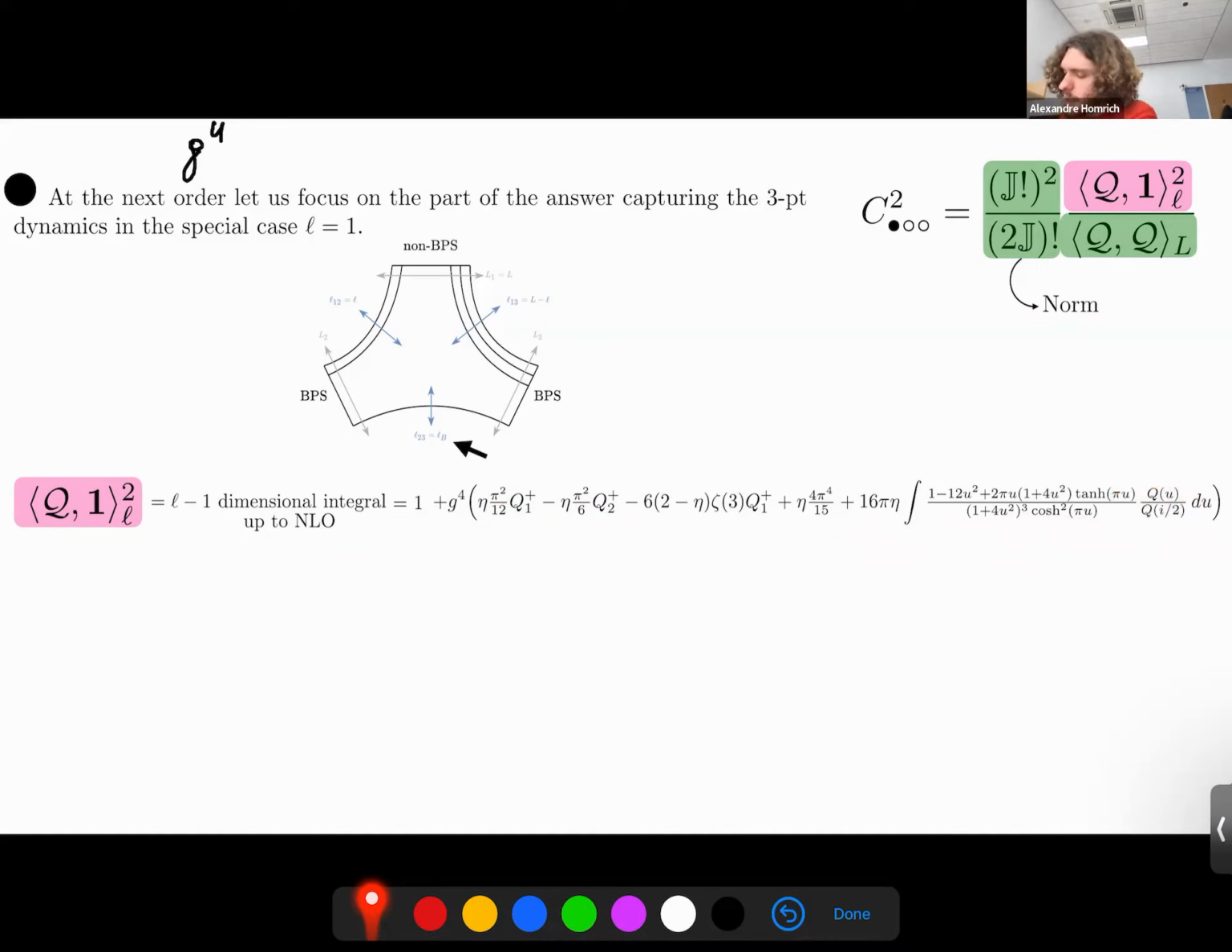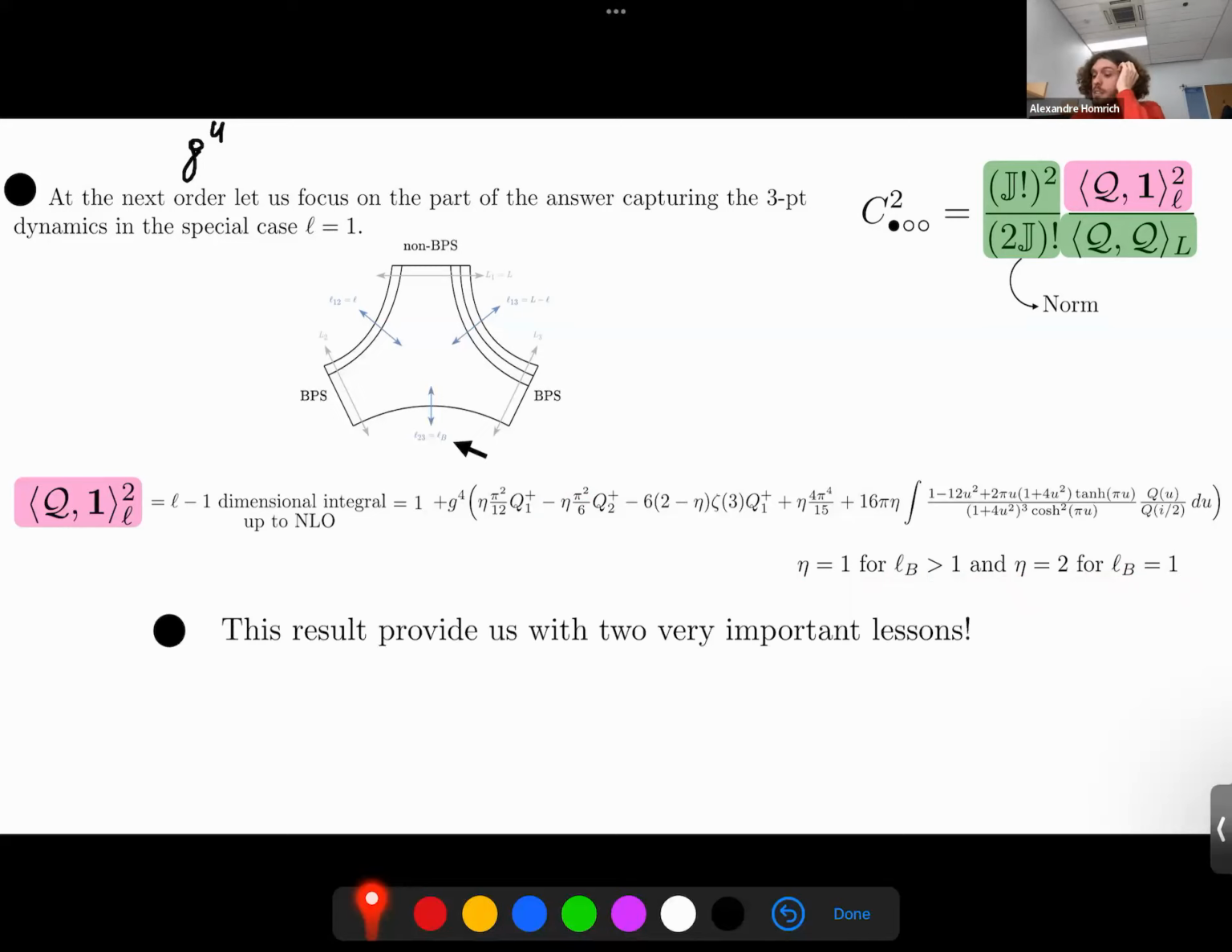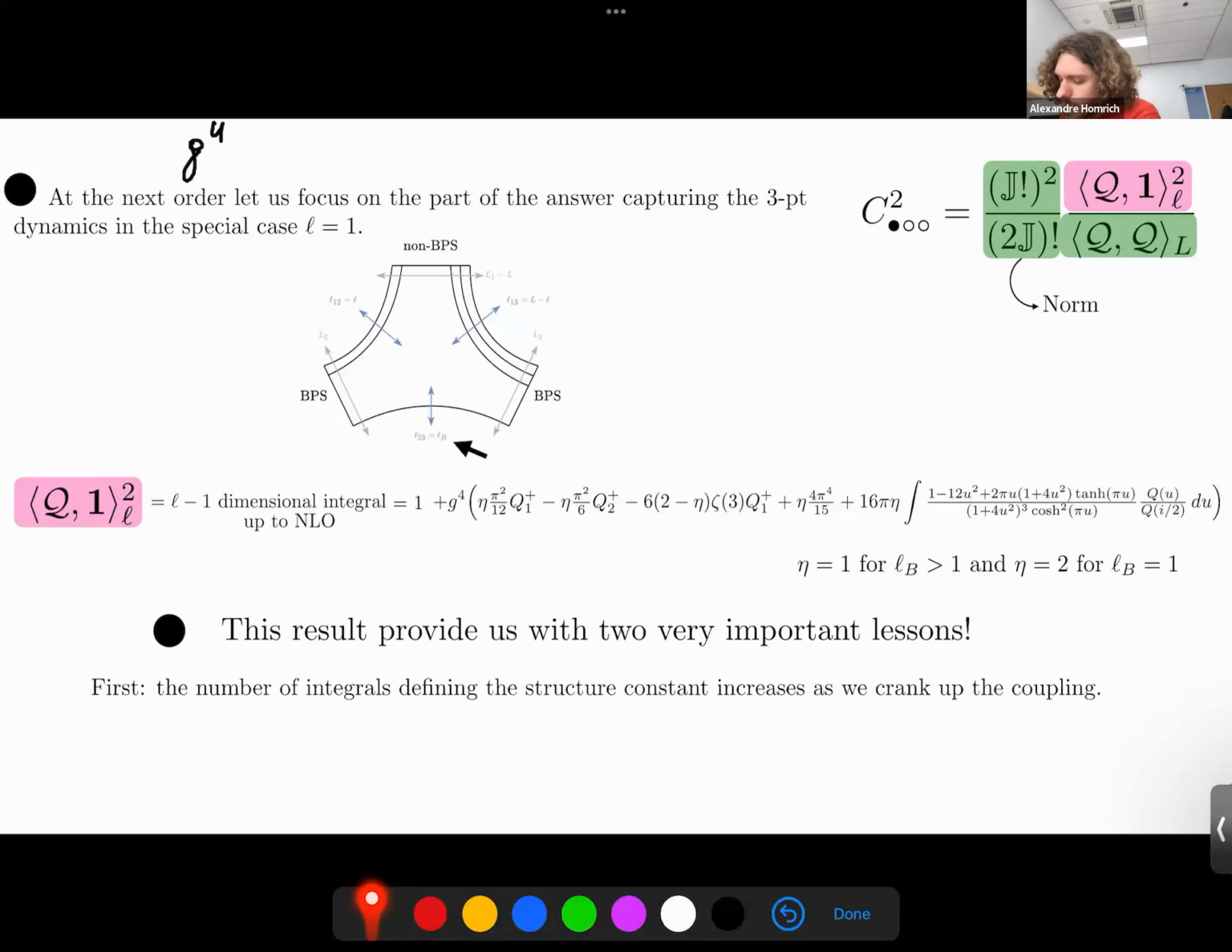The point here being that the number of integrals computing the structure constant increased by 1 at this order. And moreover, there is this eta parameter, which is 1 when the bridge at the bottom is greater than 1, and is 2 when the bridge at the bottom is equal to 1. So this result provides us with 2 very important lessons for this framework.